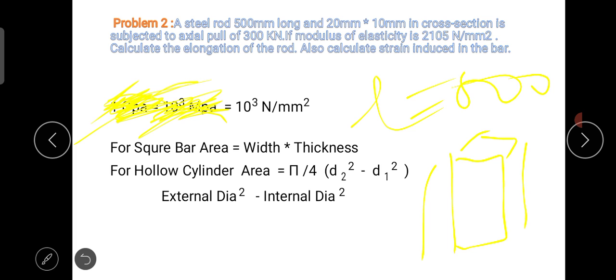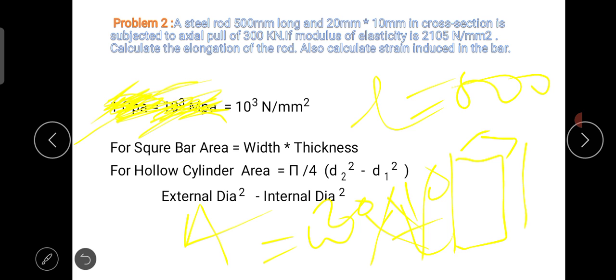Now it is subjected to an axial load of 300 kilonewton, so it is 300 into 10 raised to 3 Newton. Okay, now calculate the strain induced inside the bar. They have also given the modulus of elasticity, which is also in Newton per mm square. Now the area is equal to width into thickness, so that is 20 into 10. All other things are the same. First we have to calculate stress, then strain, and then deformation.